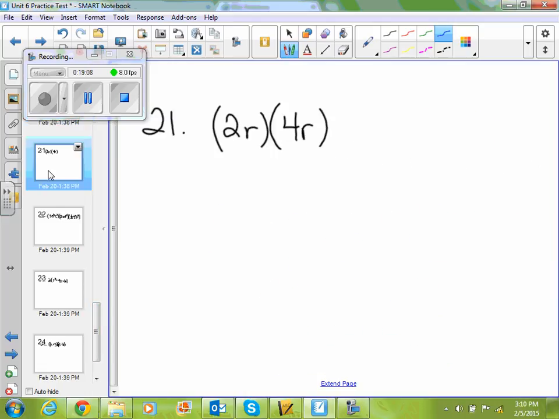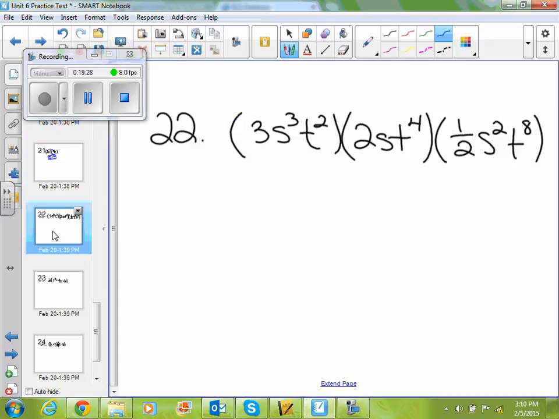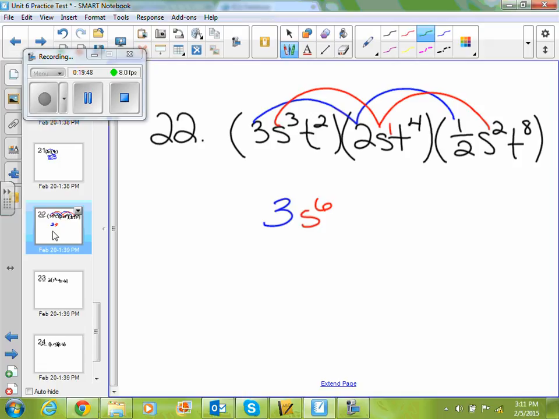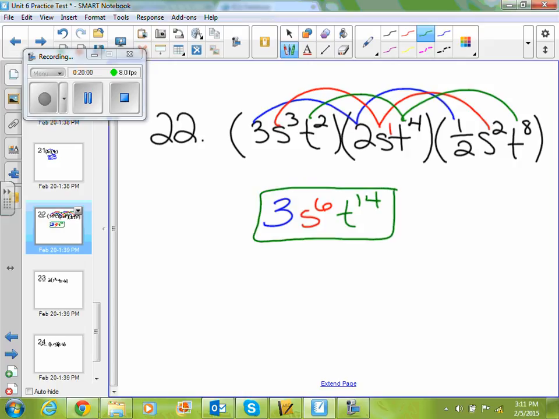All right, 21, we start multiplying. So we're going to multiply the things that are the same. 2 times 4 is 8. R times R is R squared. So that one should be 8R squared. Next, 3 times 2 is 6, times 1 half is 3. S cubed times S to the first is S to the fourth, times S squared is S to the sixth. And T squared times T to the fourth is T to the sixth, times T to the eighth is T to the 14th. Yep, 2 plus 4 plus 8 is 14.